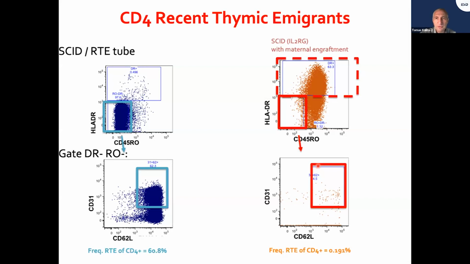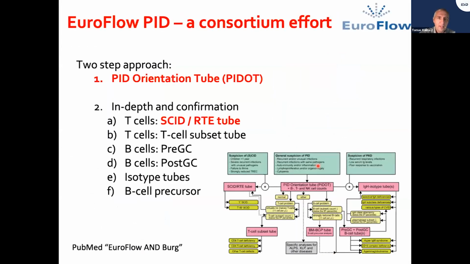And what you can also see is that a large portion, actually the majority of them, is activated by HLA-DR positivity. So Mirjam has already briefly introduced you to the scheme, which I will not go into in detail. I would refer you to the papers that you can look up. There are several of them, but you can find them on PubMed by typing EuroFlow and Burg. And I will only focus on the orientation tube and the SCID RTE tube.